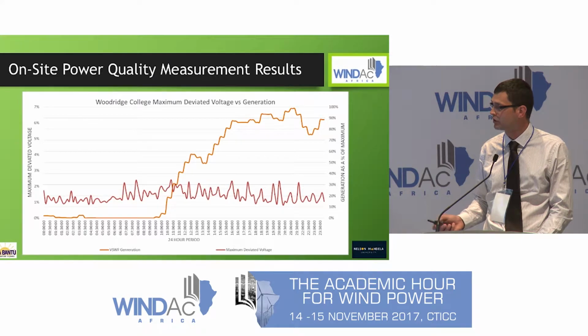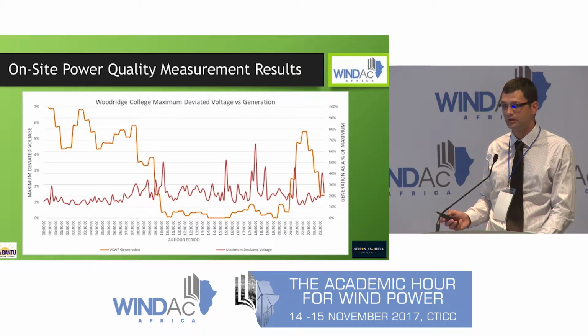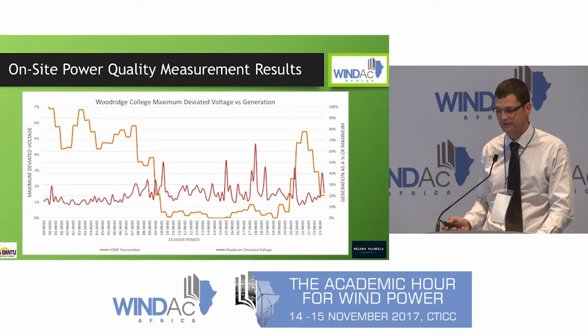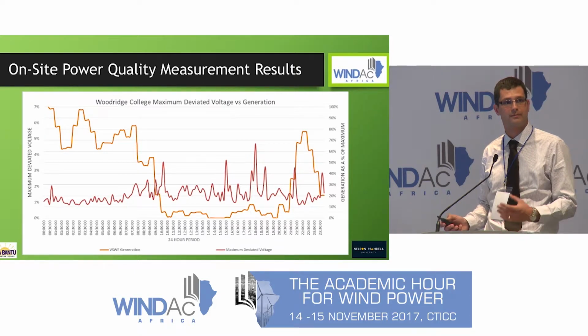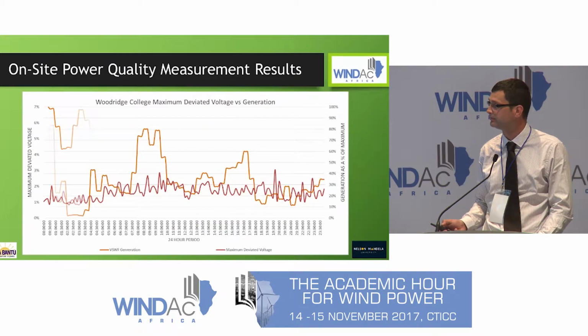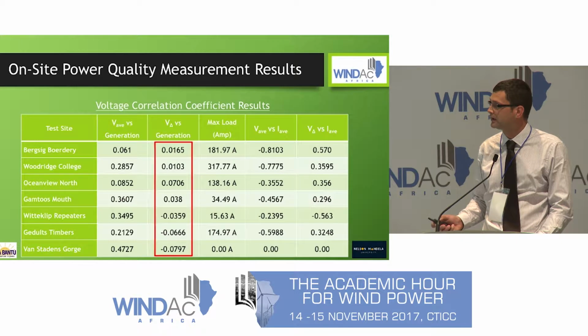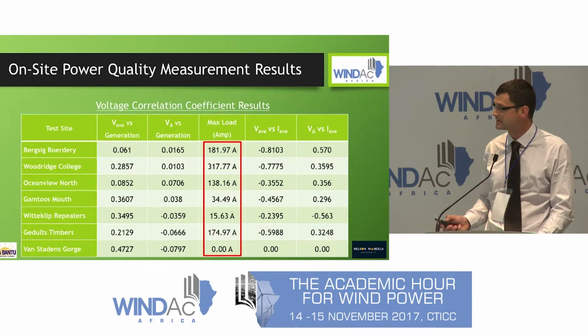And if we look at the graphs, you'll see that whether generation is high or whether generation is low, there's no real correlation with an increase in maximum deviated voltage. This indicating to me that the generation does not have an increased effect on how the maximum deviated voltages occur. Then looking at current, you'll see that in some sites the maximum current is higher than others.